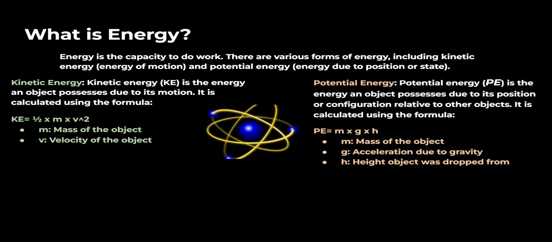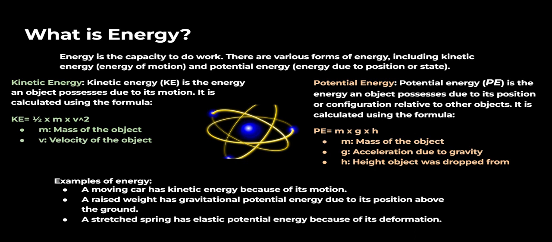Potential energy. Potential energy is the energy an object possesses due to its position or configuration relative to other objects. It's calculated using the formula PE equals m times g times h. M is the mass of the object, g is acceleration due to gravity, and h is the height of the object when it was dropped.